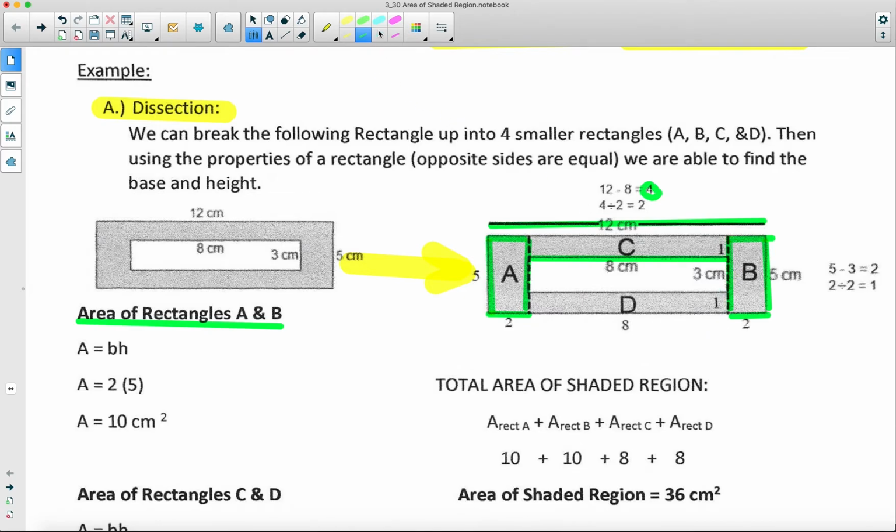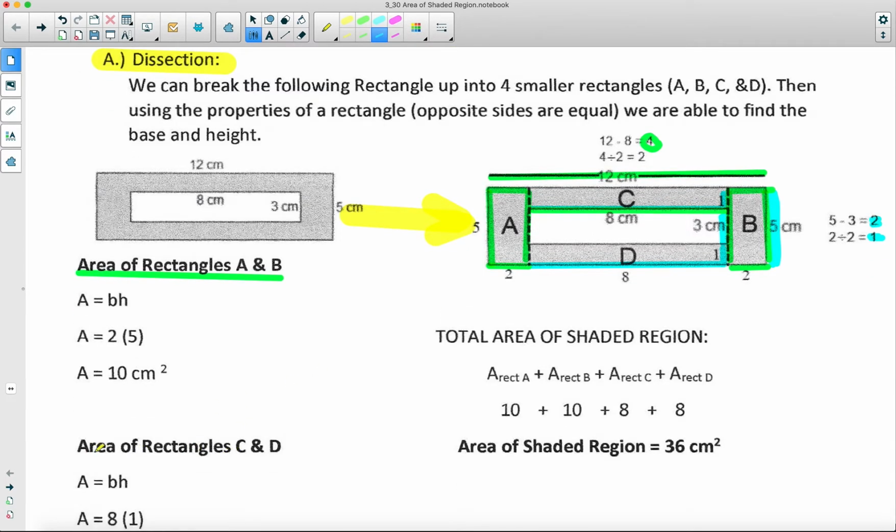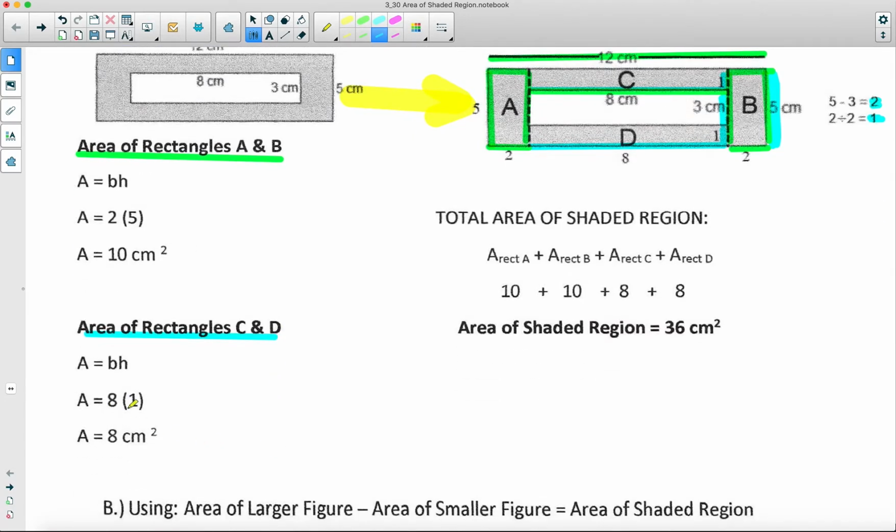Now, to find C and D, what I have to do is look vertically up and down. And I see that they gave us that this full length was 5. So from here to here is 5. Okay, excellent. And then this piece in the middle, this length, is 3. So same idea. 5 minus 3 gives us 2. That's left to split between here and here. So 2 divided by 2 is, in fact, 1. So now I know that this rectangle is 8 by 1, which matches this rectangle at C, which is also 8 by 1. So the area of C and D, base times height again, 8 times 1 gives us 8 centimeters squared.